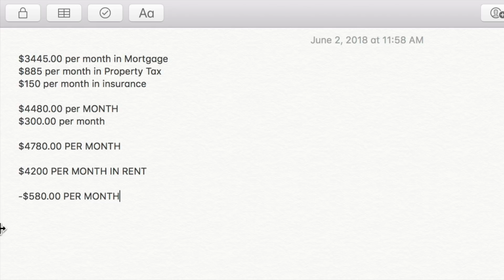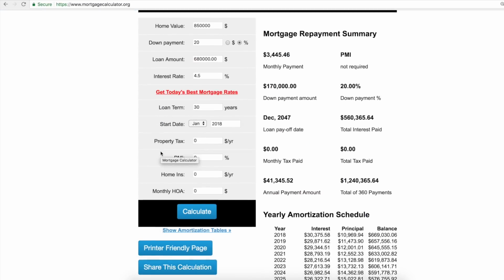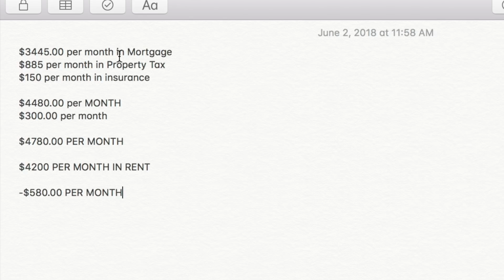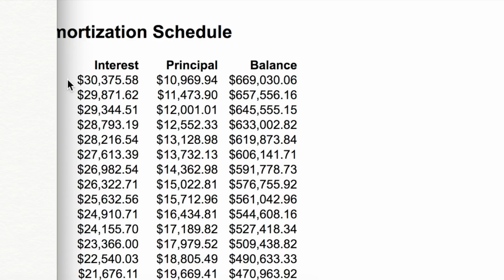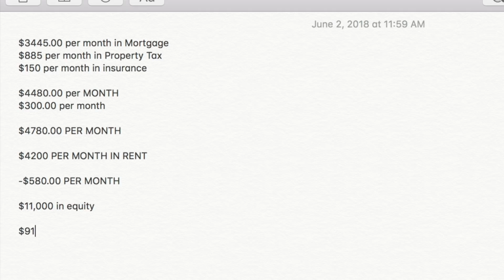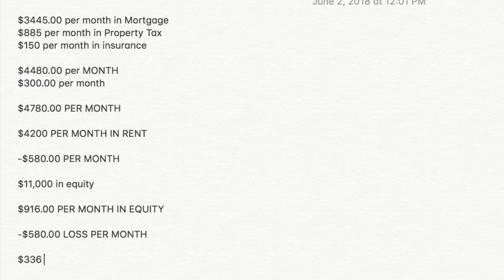But this isn't the entire picture because it looks as though $580 per month you're losing. But let's go back to our mortgage calculator, and we see that every year you're paying down some of the principal. Because remember, of your mortgage payment of $3,445, a portion of that goes towards interest and a portion of that goes towards principal. So every year you're making, let's round it up to $11,000 in the first year. So you're making in profit $11,000 in equity. That works out to be $916 per month in equity. Now, when you subtract your $580 loss per month, that gives you $336 per month in equity, which is a little bit of profit.